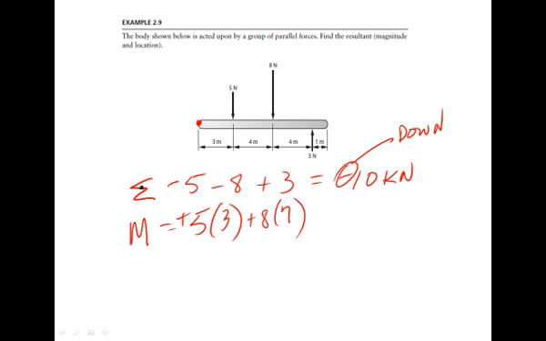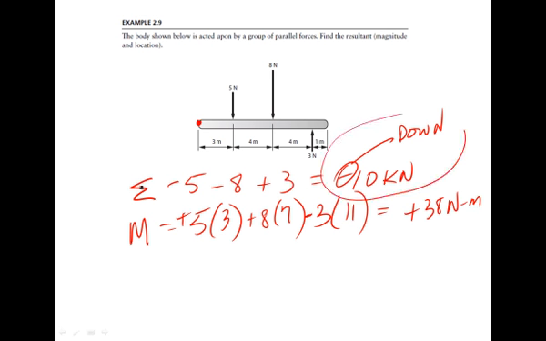Again, clockwise is typically positive. And then we'd have 3 newtons times 11 meters. That's going the opposite way, so I'm going to say negative. You can add up those moments and you get a positive 38 newton meters. All right? So we know how the forces act. We know what moment they create.